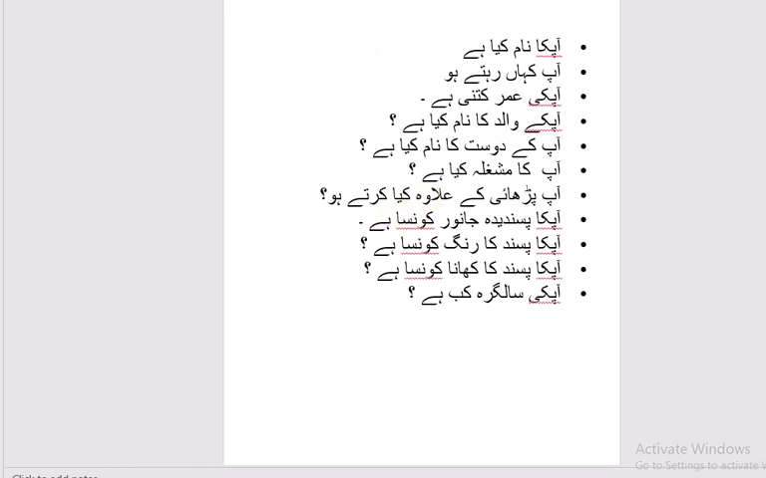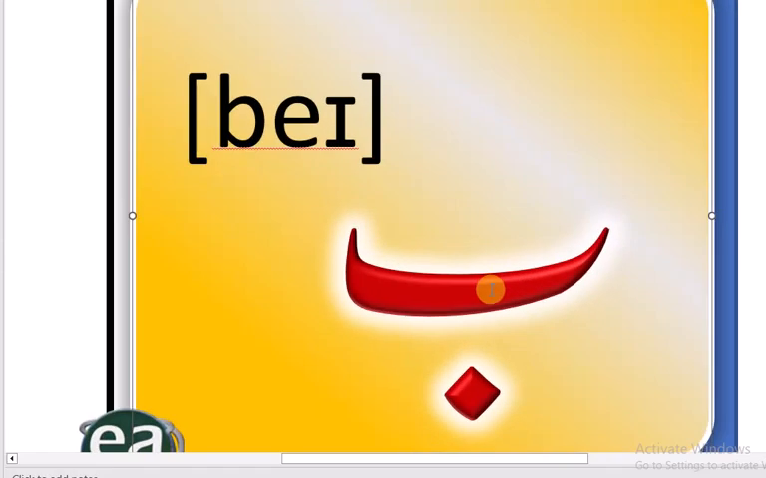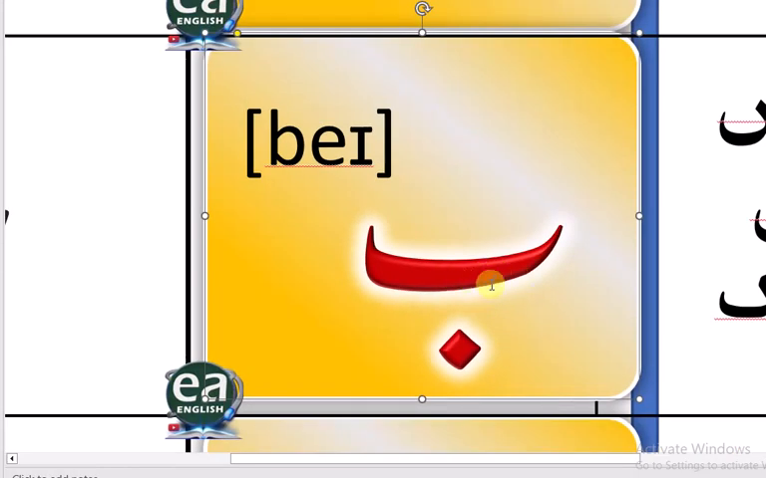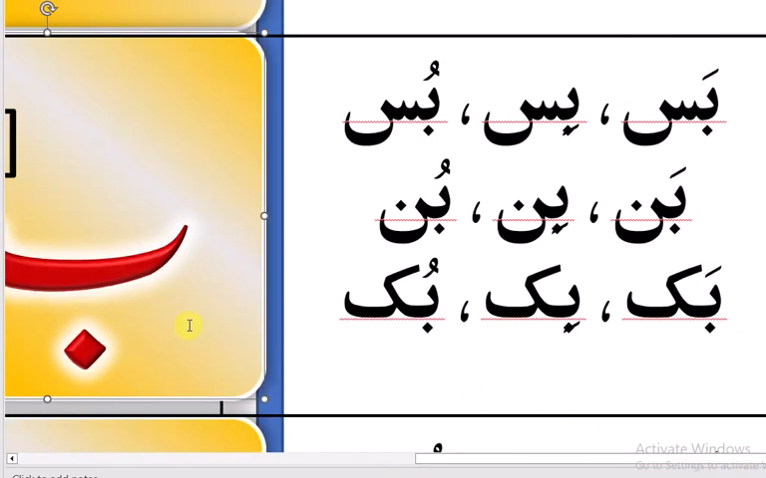Now it's time for the next letter. Yes, we have Bay also behind. Let's move back to Bay. What letter is that? Bay. Okay, and what is the sound of bay? Ba. Right. And do you have an example for the bay words? Bakri.